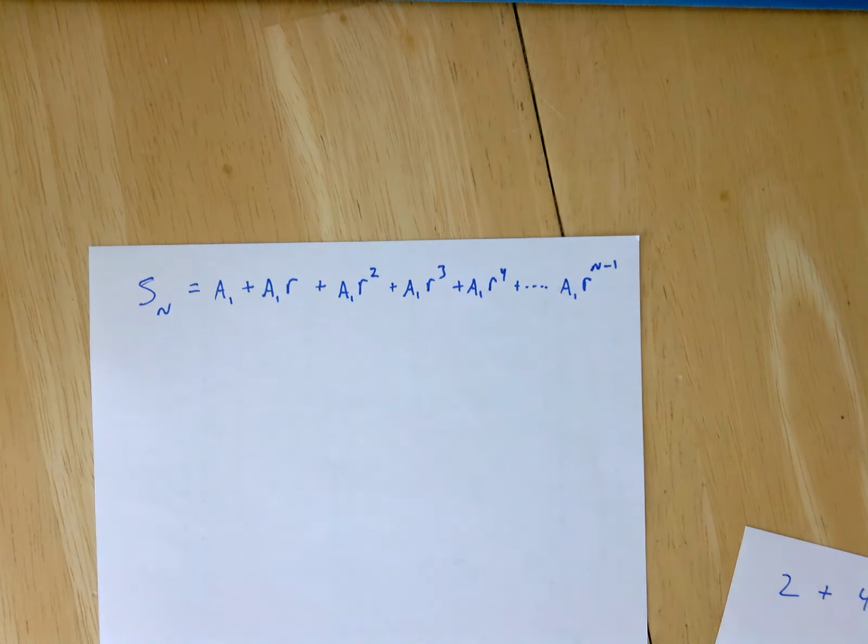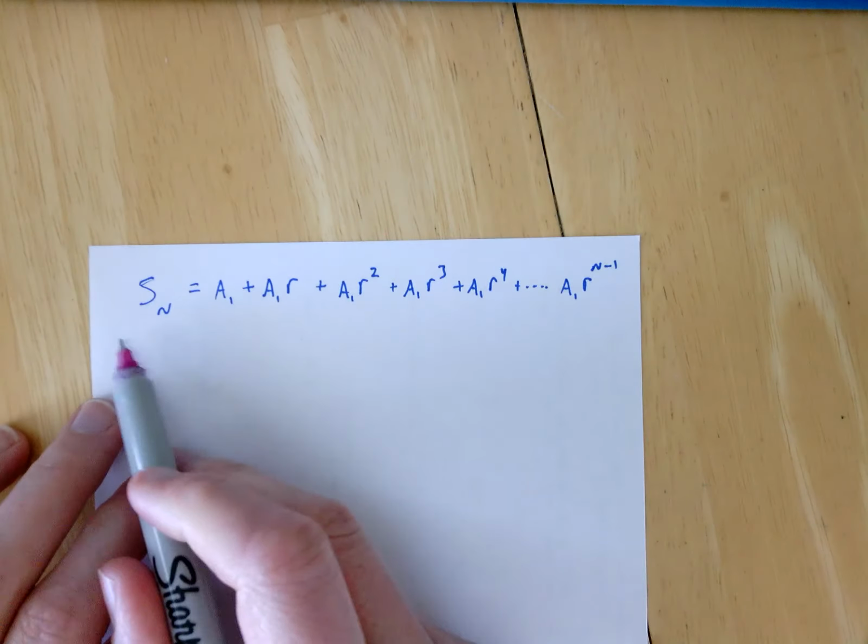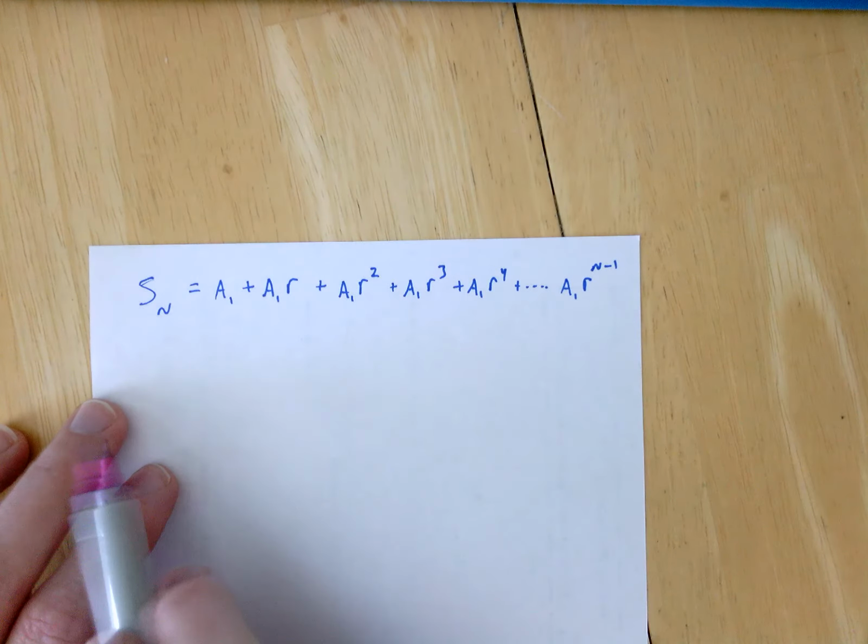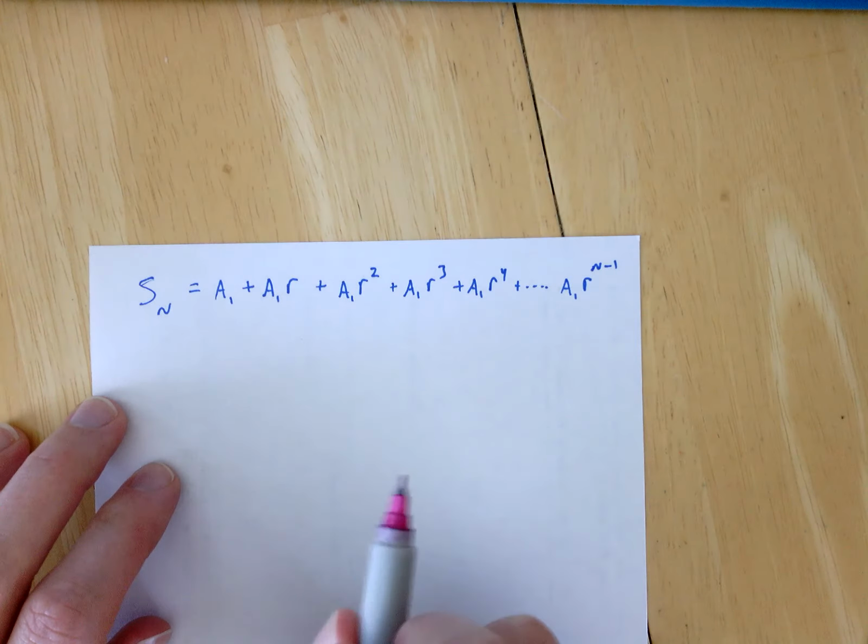So here's where we're going to do this trick. What our trick is going to be is I'm going to start by taking this entire equation and multiplying the entire thing by our common ratio R.